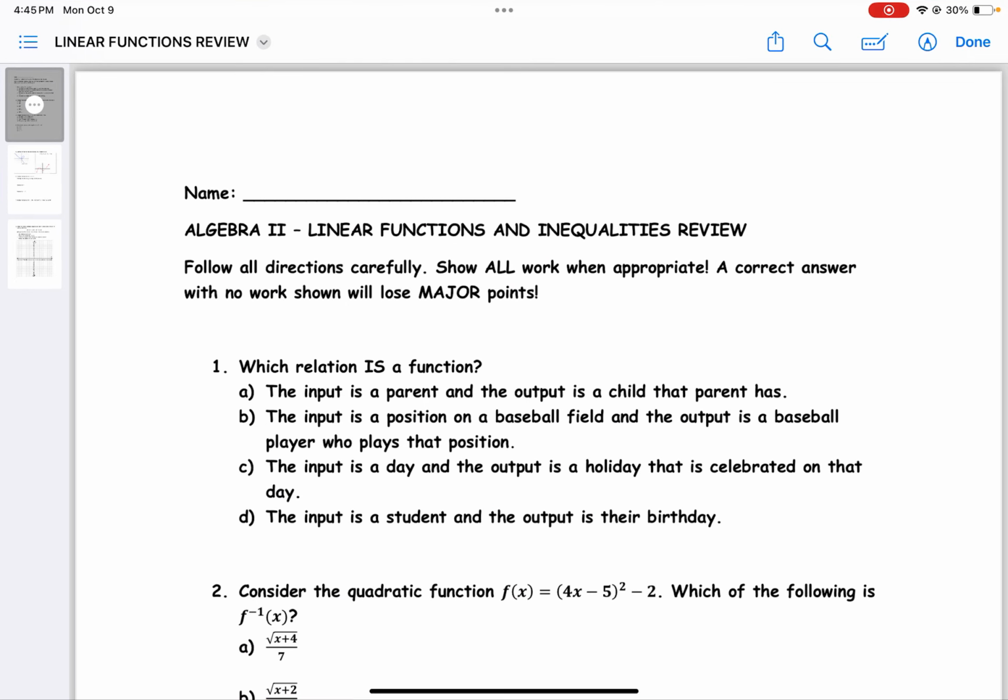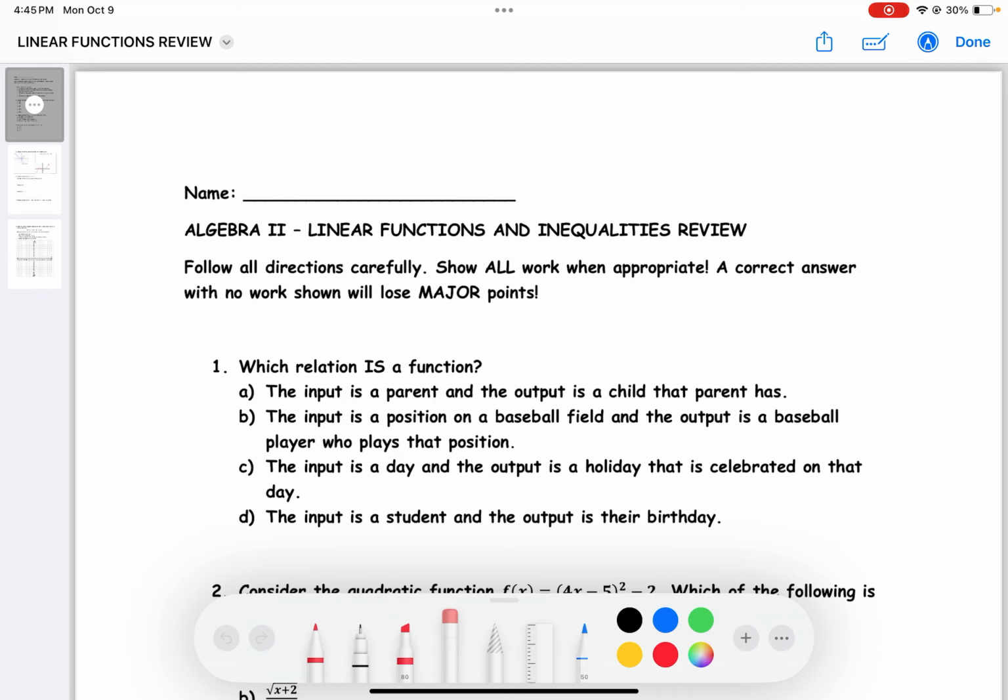And in this edition of Easy as Pie, I will be walking you through the linear functions and inequalities review. So if you were not here to work on it, or you did work on it and you just want some clarification on an answer, or maybe you just want some different strategies to go through these kinds of problems, then this is the video for you.